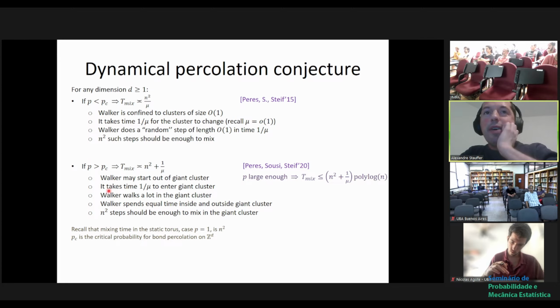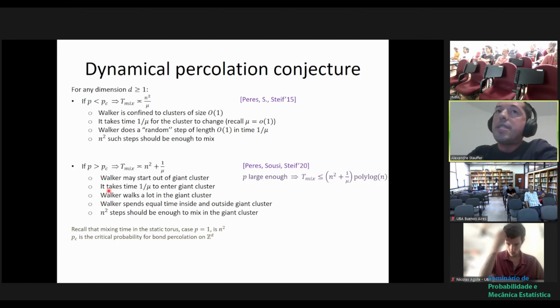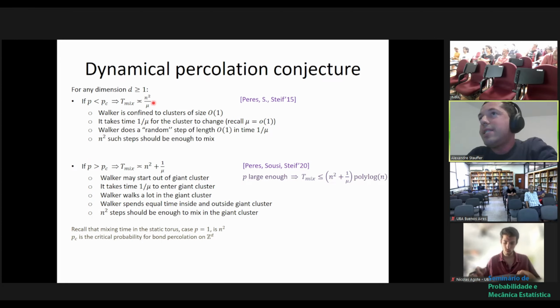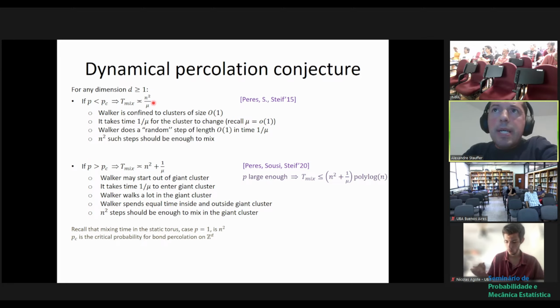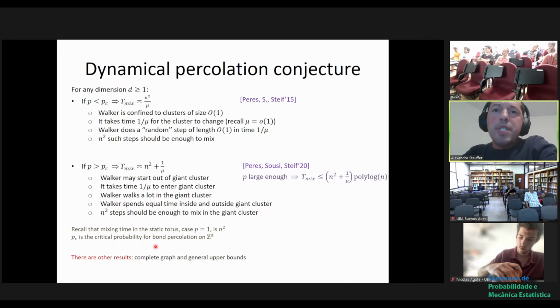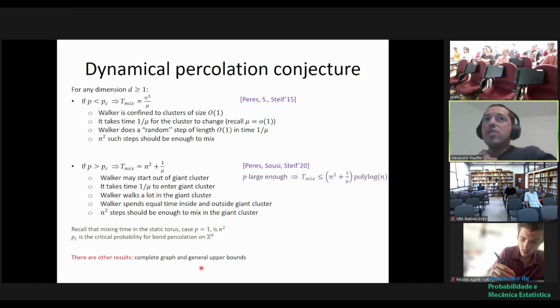Yeah, but everything else here is open. It's still open to close the gap on the supercritical case, and the critical case is all open. The only thing that's known for the critical case is that n square over mu, as in the subcritical regime, is an upper bound on the mixing time. That's the only thing that's known. For dynamical percolation, there are some other results. There are results on the complete graph, and there are some general upper bounds on the mixing time, where it's proved that for the torus, in the critical case, you have an upper bound of n square over mu. But I'm not going to mention much this result because I'm going to take a different direction here.